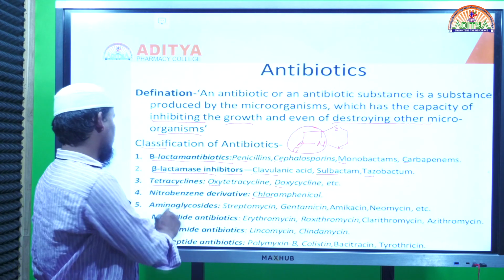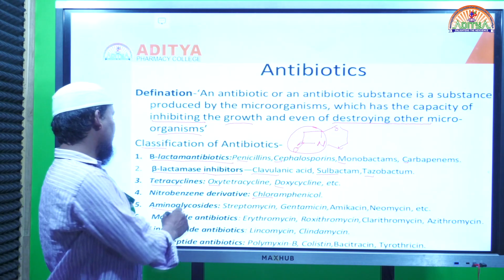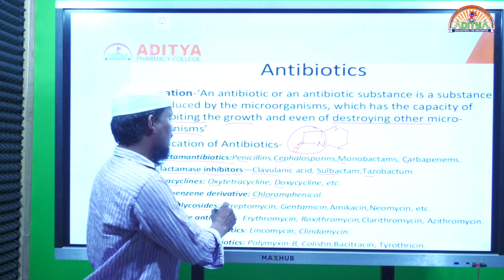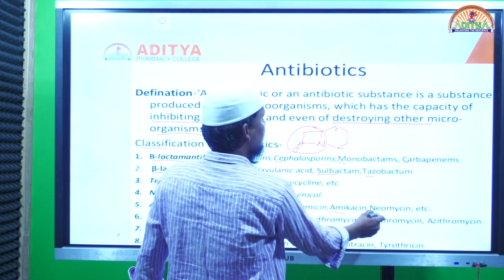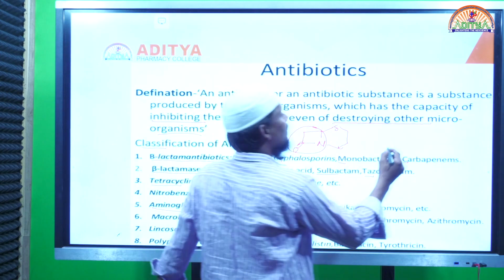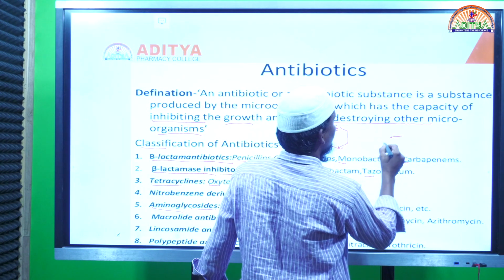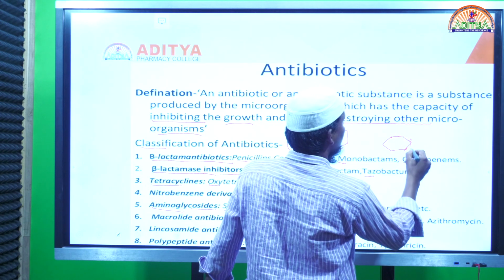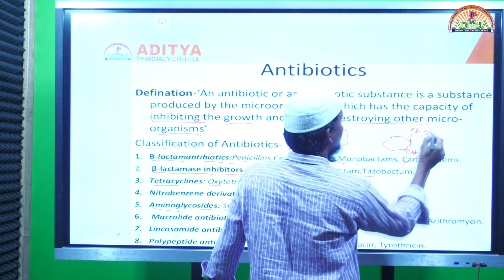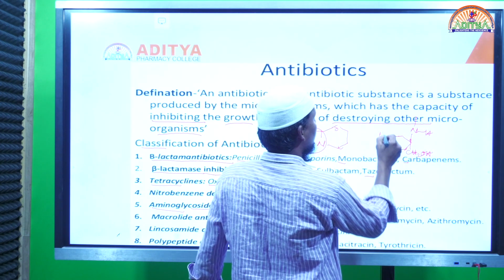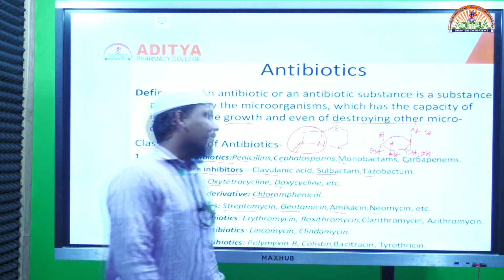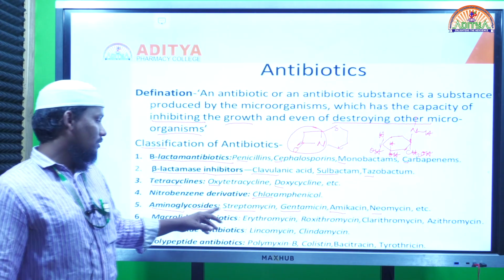The next one is aminoglycosides. Primarily they have an amino group that is linked to a glycoside molecule. That's why they are called aminoglycosides, like streptomycin, gentamicin, amikacin and neomycin. These are aminoglycosides which are bound to a glucose molecule. They have a glucose structure in the molecule, and that's why they are called aminoglycoside antibiotics.